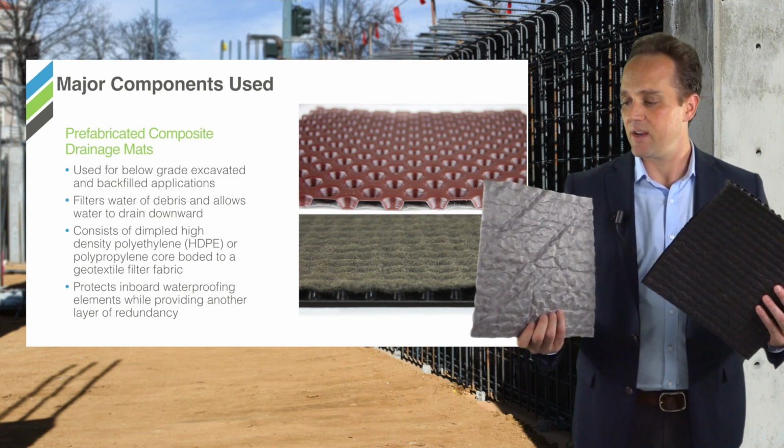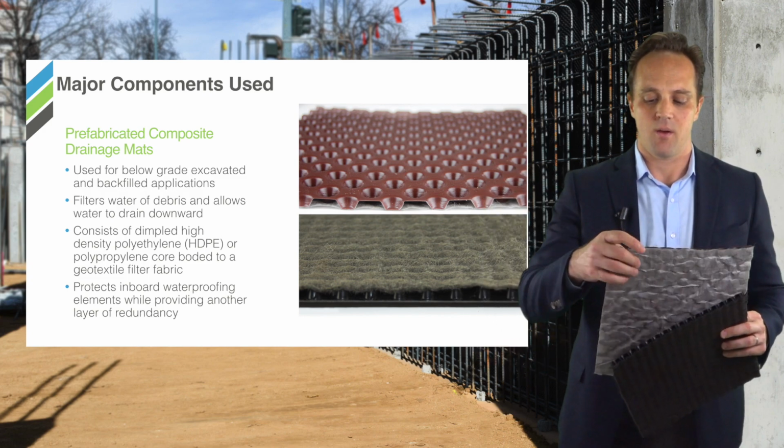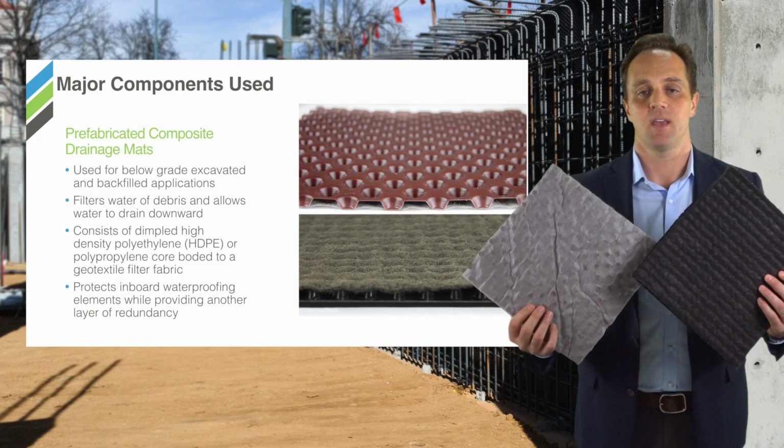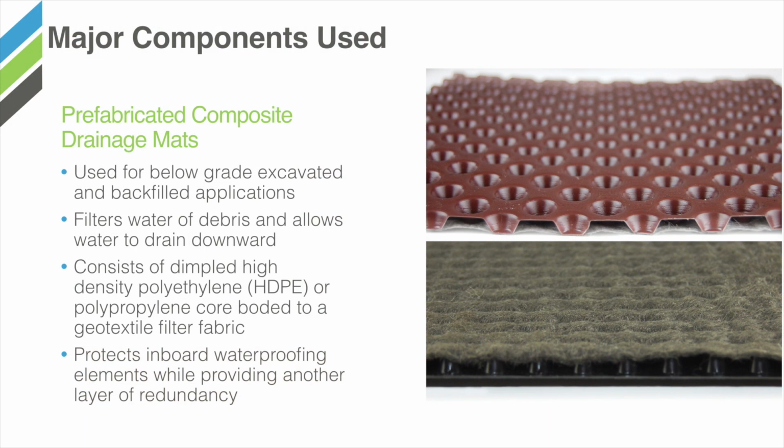The idea behind a drainage mat is that there's channels behind the geotextile on each of these that will filter out any fines and allow water to flow or drain to the specified area.